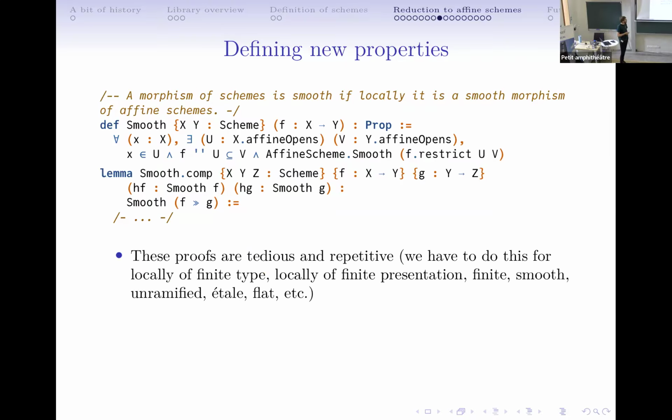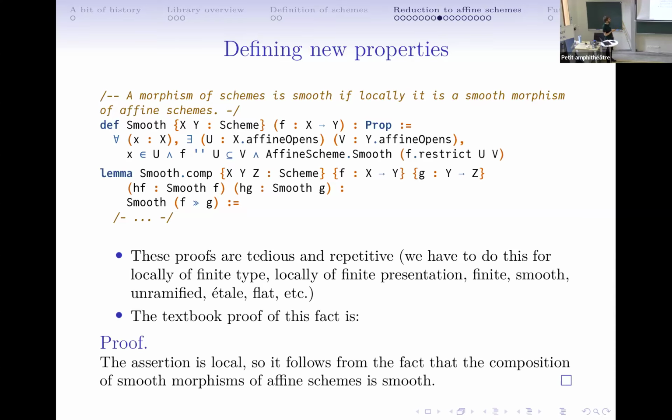And we also have to do this proof for every type of morphism that happens to be defined in this way. We have to do this for morphisms locally of finite type, locally of finite presentation, unramified, étale, flat, etc. So all of these have a very similar structure. They're all defined by a property like this. And for all of them, we need to show that they are stable under composition, and for all of them, it's annoying.